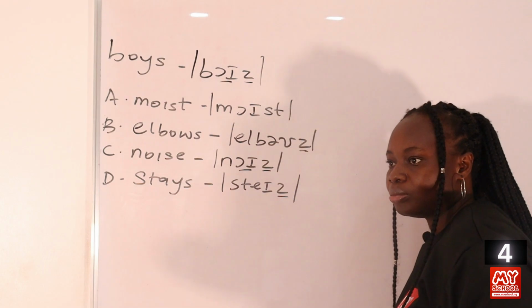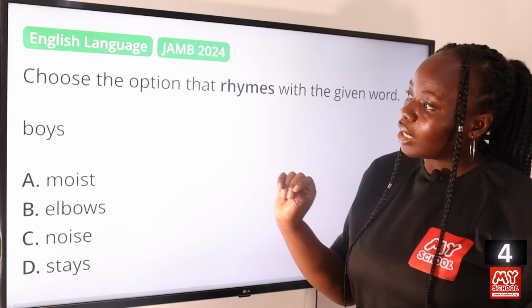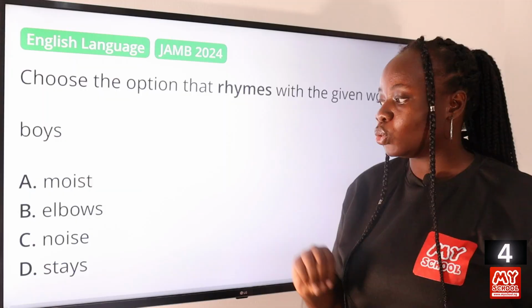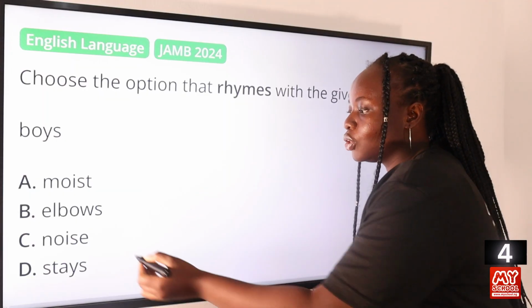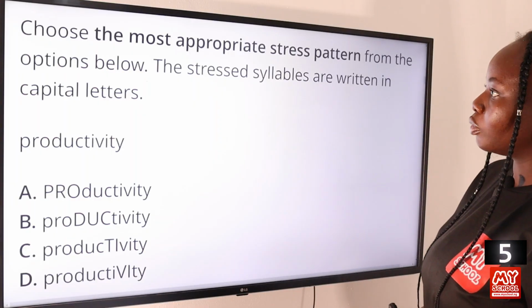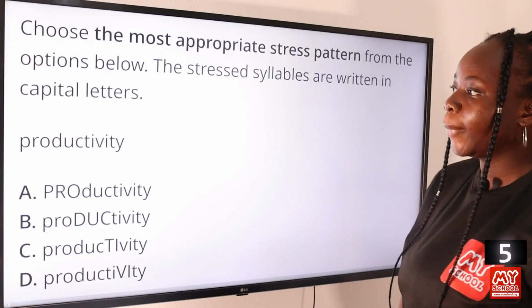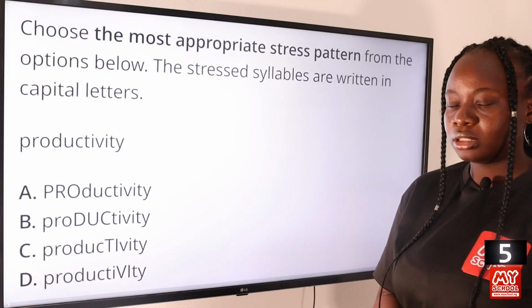Now let's go back to the screen to mark our answer. So from the transcription, we can see that boys rhymes with noise. So the answer to this question is option C. Question 5. Choose the most appropriate stress pattern from the options below. The stressed syllables are written in capital letter. So the word is productivity.